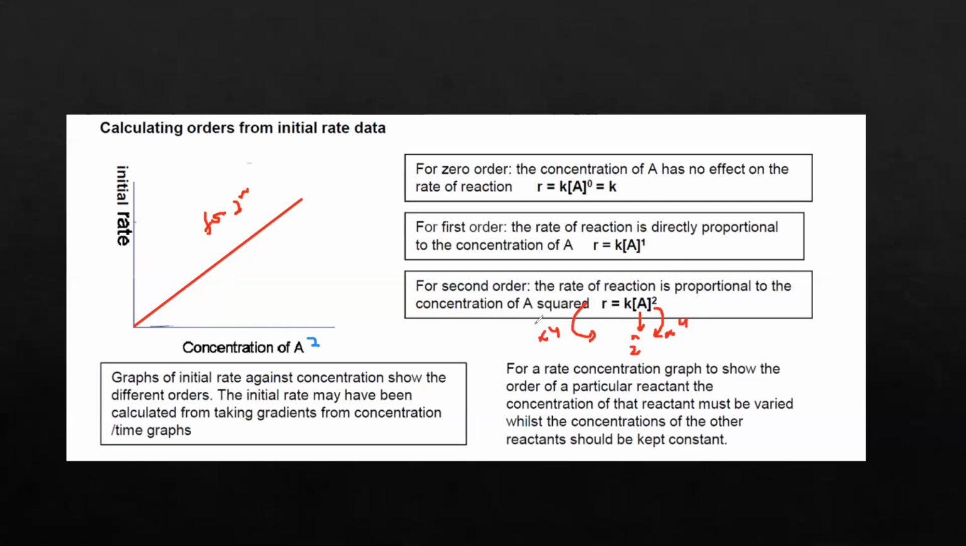Is it clear? So if the graph is for concentration square and initial rate for a second order reaction, then it should be a straight line. Because if I double concentration, A square will be 4 times and initial rate will also be 4 times. So they increase with the same proportion. That's why it will be a straight line. Any doubt in this?